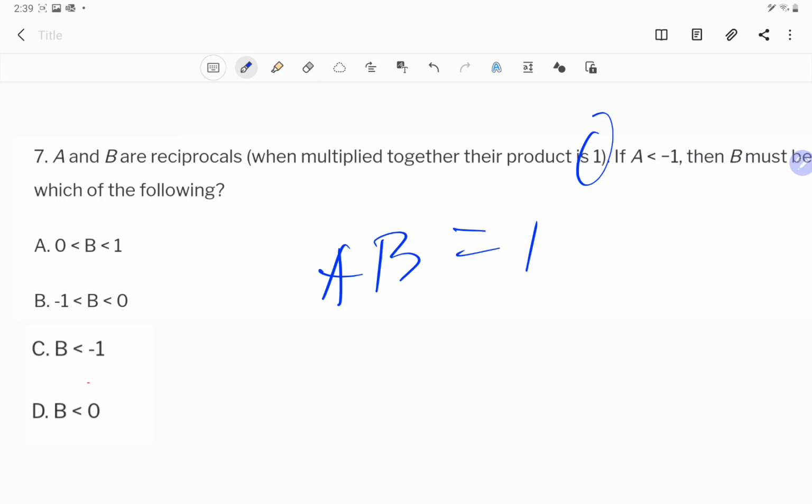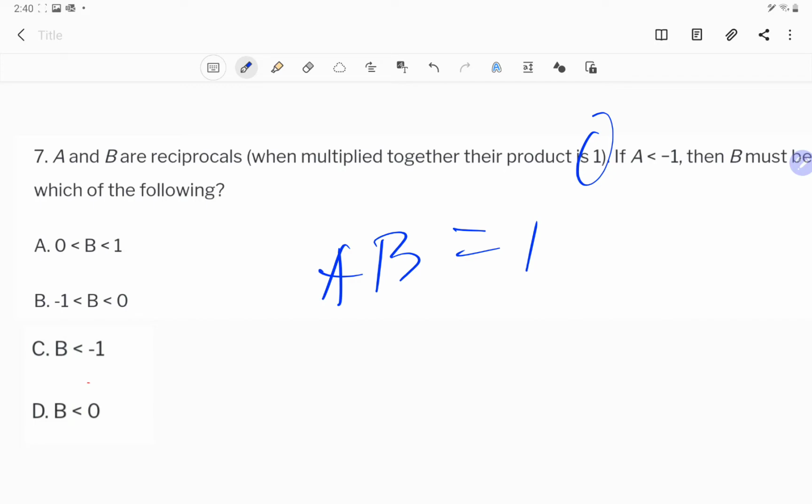Since A is equal to 1 over B and A is less than negative 1, we can infer that 1 over B is less than negative 1. Now, if we take the reciprocals on both sides of the last inequality, we must flip the inequality sign. Hence, B is greater than negative 1.